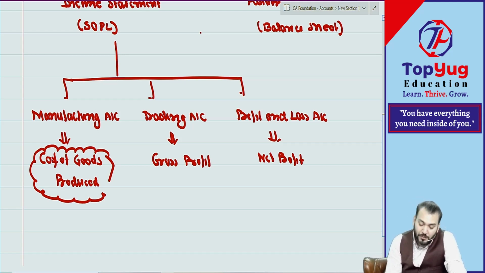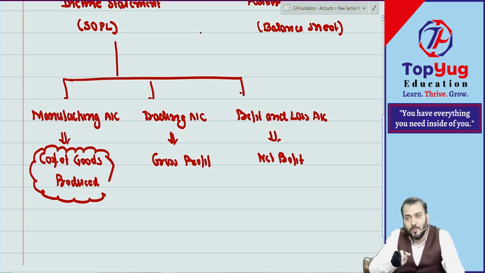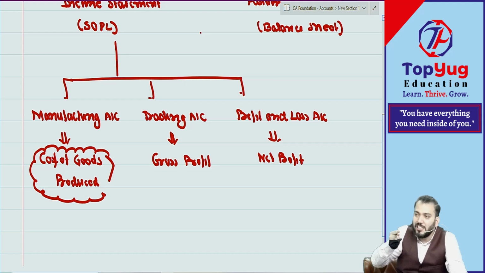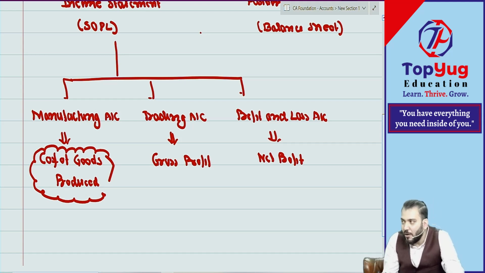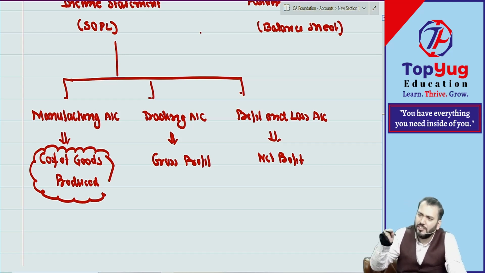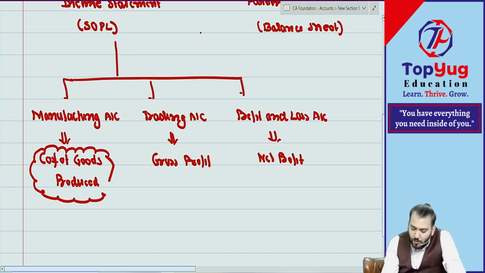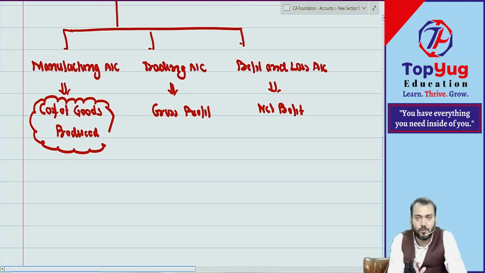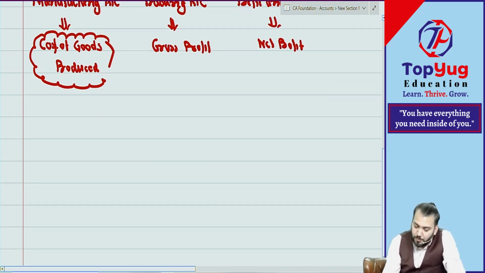And if GP is transferred to net profit, you tell me, cost of goods produced will be transferred to which account? Trading account. So from the manufacturing account, we'll calculate cost of goods produced, which will be transferred to the trading account. And from the trading account, as usual, we'll calculate GP and then NP. Understood? It means now our objective is to calculate cost of goods produced.